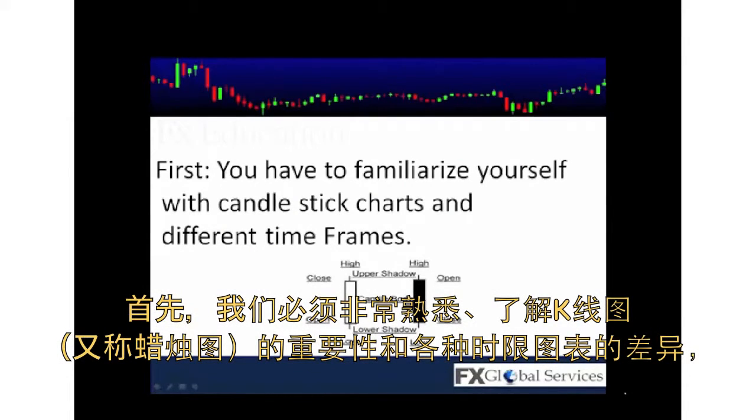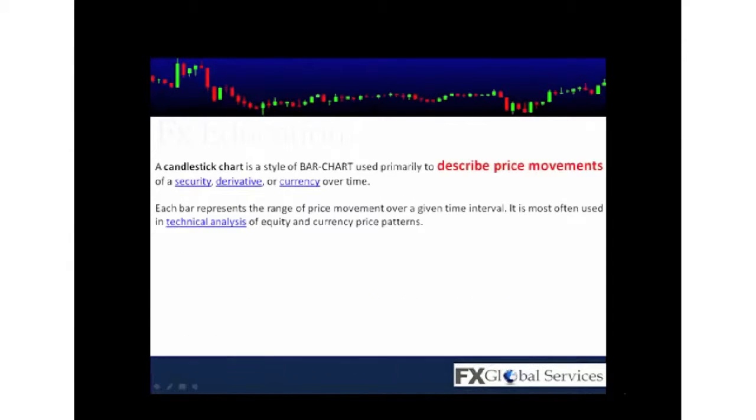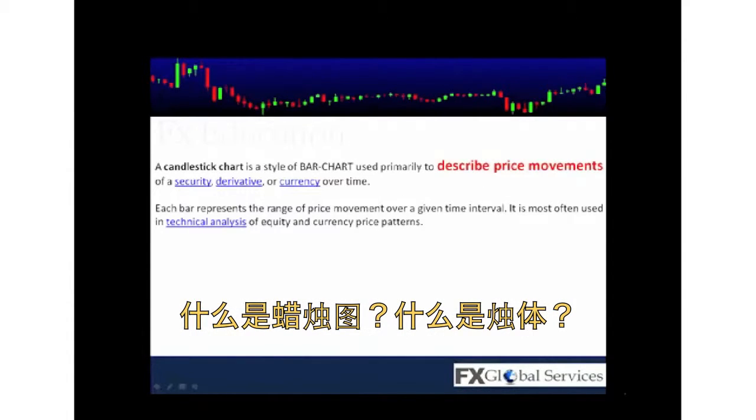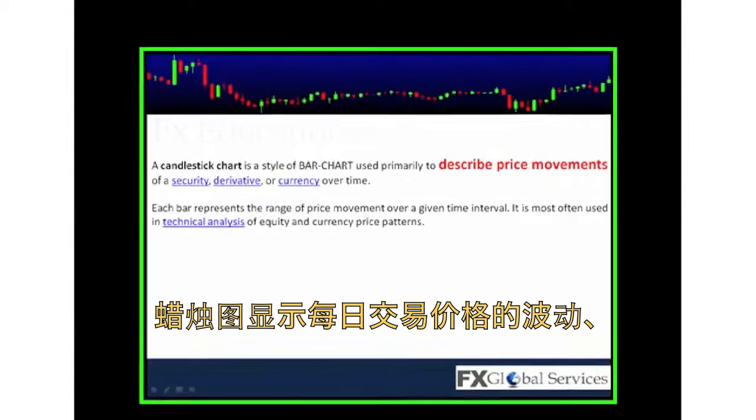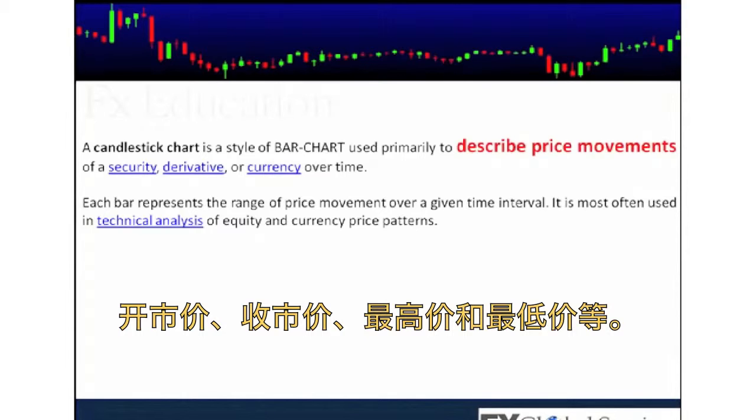First, we need to familiarize ourselves with candlestick charts and the different time frames we can use while we're trading in the foreign exchange. First, I would like to go over the definition of candlesticks. A candlestick is a style of bar chart used primarily to describe price movement.